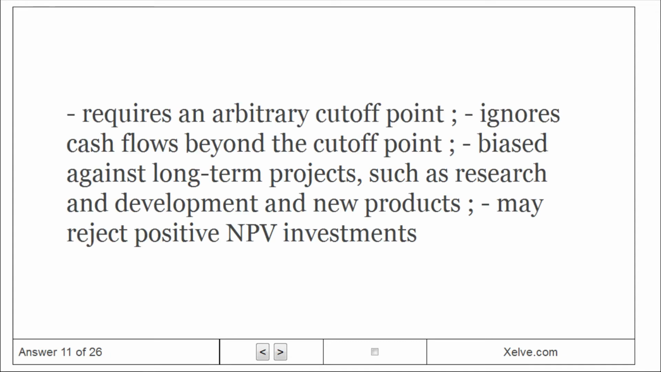Disadvantages of payback. Requires an arbitrary cutoff point, ignores cash flows beyond the cutoff point, biased against long-term projects, such as research and development and new products, may reject positive NPV investments.